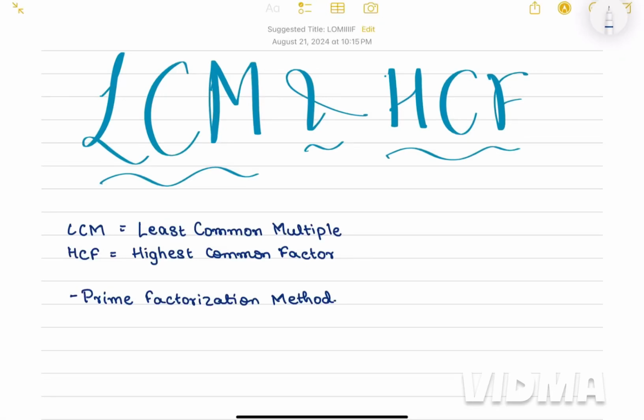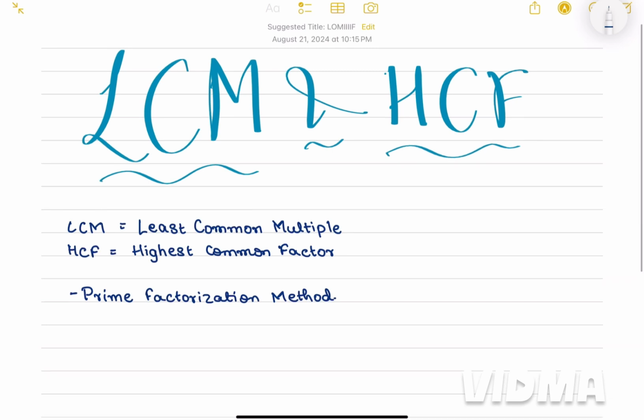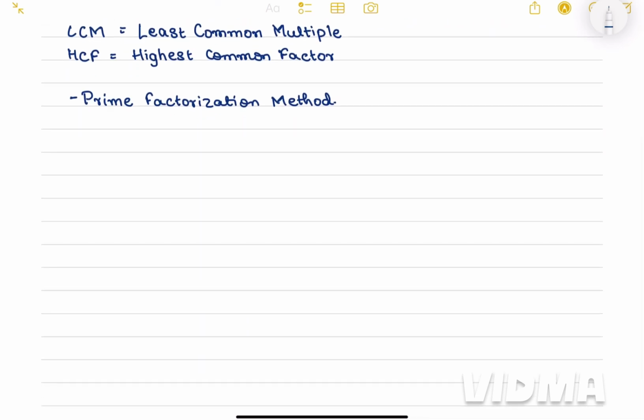Today we're going to talk about LCM and HCF. LCM as in the least common multiple and HCF as in the highest common factor. To find LCM and HCF of two numbers, it can also be 3 or more, we're going to be using the prime factorization method. We're going to be starting with two numbers each. You can use the same method for 3 numbers, 4 numbers or more than that.